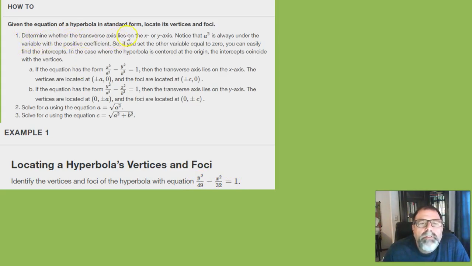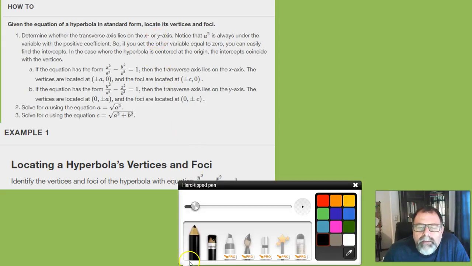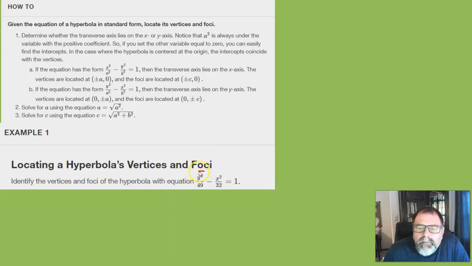Determine whether the transverse axis lies on the x or y axis. Again, it's going to be the one that's the positive one, not the bigger number. For an ellipse, we looked at the bottom, which was the bigger number. But for a hyperbola, if this is a minus, that makes it a hyperbola, and we look at which is the positive one. It's y squared minus x squared. So y is positive, so that's the vertical transverse axis.